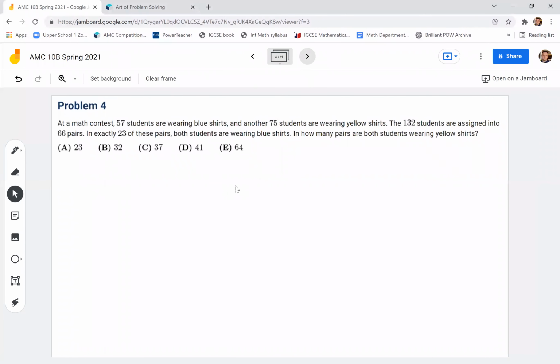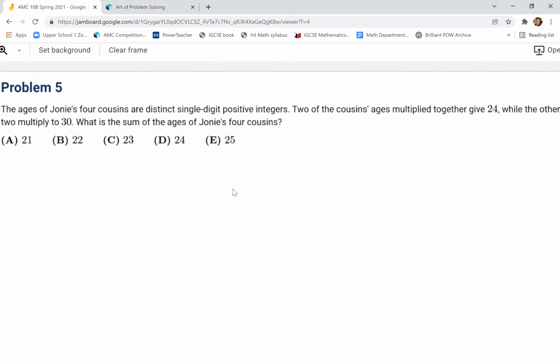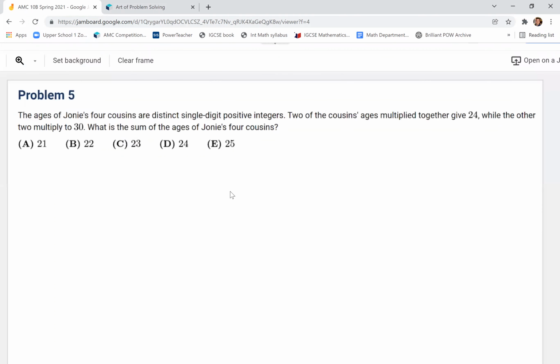Number 5, let's see. The ages of Johnny's 4 cousins are distinct single-digit positive integers. 2 of the cousins' ages multiplied together gives 24. Well, if 2 single-digit integers multiply together to equal 24, that gives you 2 possibilities. That's either 3 and 8 or 4 and 6, right? The other 2 of the ages of Johnny's 4 cousins multiply to 30. So to multiply to 30, 2 and 15, 3 and 10, 5 and 6. So they have to be 5 and 6.